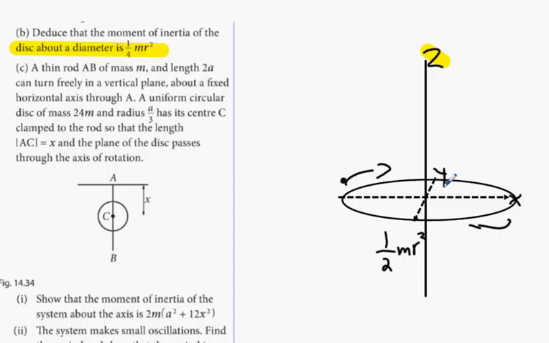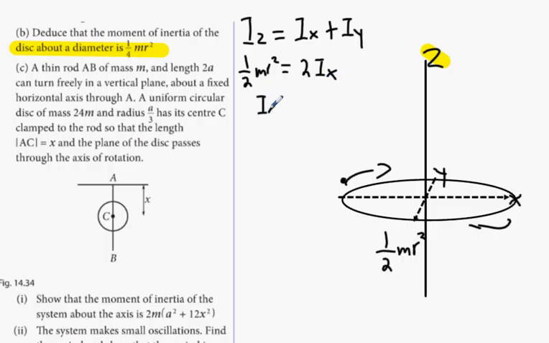Basically, what's happening here is we can say that IZ by the perpendicular axis theorem is IX plus IY. IZ is a half mr squared. Now, IX and IY are actually the same value by symmetry. Doesn't matter which way you look at it, it's still the same amount of mass, same amount of material. So it's going to be equal to 2 IX. IX therefore equals a quarter mr squared when you divide down by 2. Hence, that's been proved. Everybody cool with that?